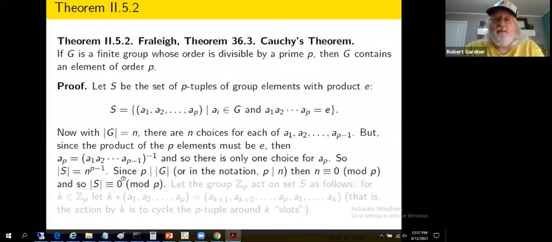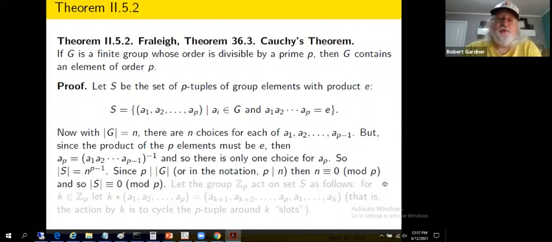We have, let's see, P divides n, so n is congruent to 0 mod P, from the fact that P divides n. And so, here's the algebra. We've taken something that's 0 mod P and raised it to some power. Of course, you get something that's 0 mod P. So the cardinality of set S is 0 mod P.